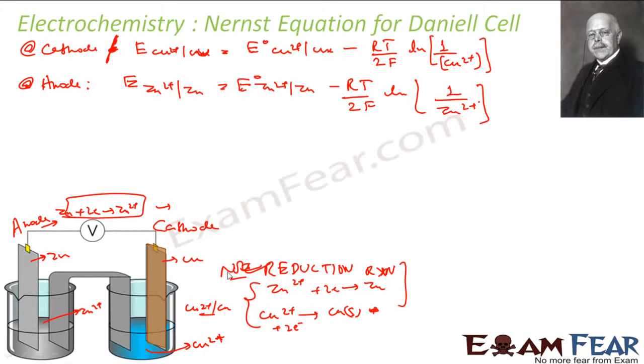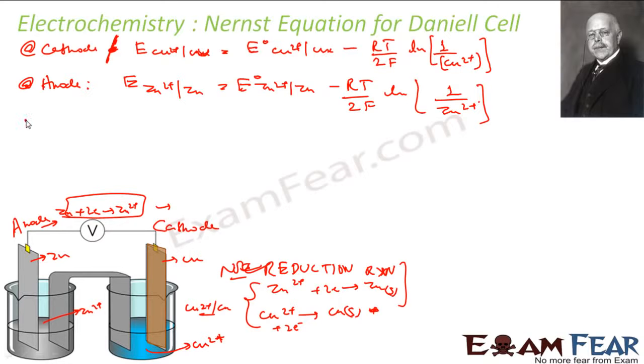If we had written the oxidation reaction, then you would have written ln of Zn2+ by Zn solid. Right? This is Zn solid, solid concentration 1. But we are writing the reduction reaction in both cases. So we have got both cathode and anode, the value of E.